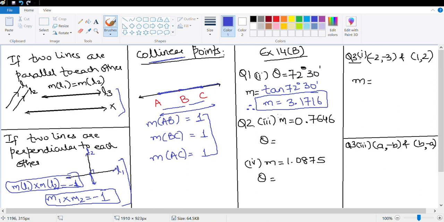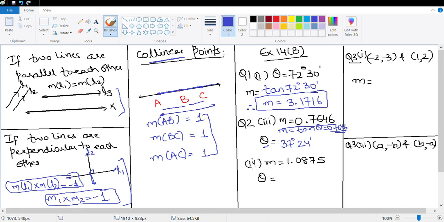It says find the inclination of the line whose slope is 0.7646. So I know that m is equal to tan theta, which is given equal to 0.7646. Now I'll again go back to the trigonometrical table and look at what value of theta gives me a tan value of 0.7646. When I refer to it, I realize that this is 37 degree 24 minute.